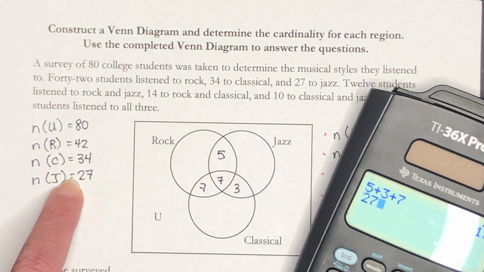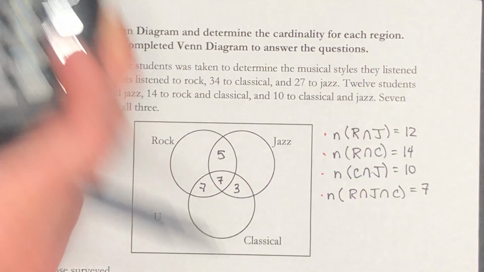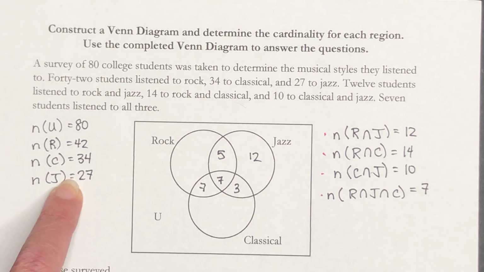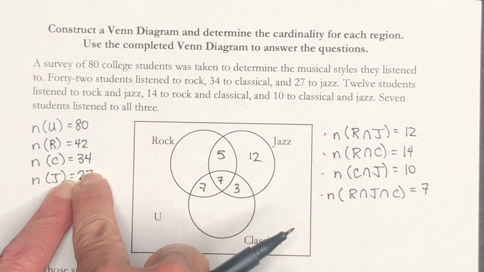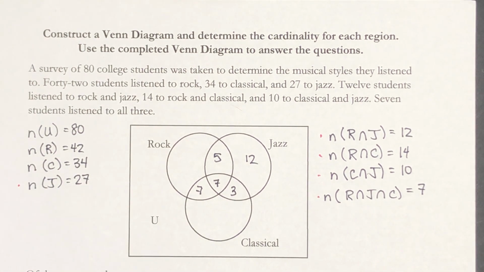So I do 27 minus the 15 that were already counted for, and I get 12. So 12 people listen to jazz alone. The number of people inside the jazz circle would be 27, so that works. I'm going to do the same thing here and here.